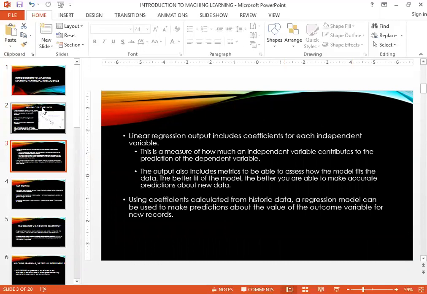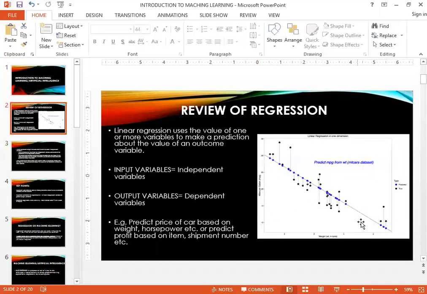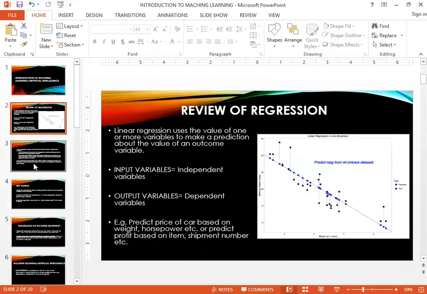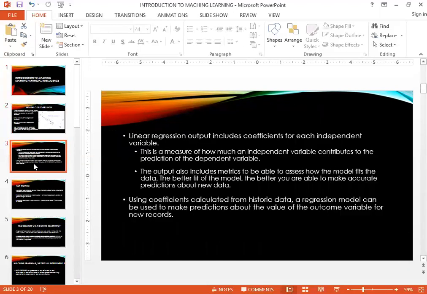Now the question is, how good is this prediction? So in regression, there is something called R squared, right? And through this R squared, you can generally determine how good your prediction is. And if it's a good prediction, great, businesses can use it easily.